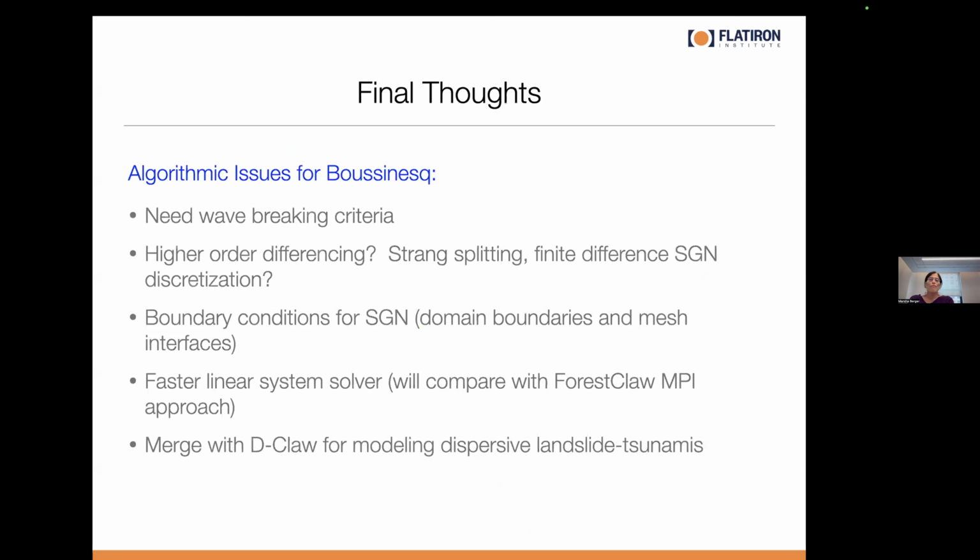Okay, final thoughts. We do have some algorithmic issues. As I said, we need a better wave breaking criterion than just the bathymetry offshore. I also would like the better boundary conditions I mentioned earlier with less reflection. I'm trying to investigate higher order differencing, which also might help with reflections, because as I said, we have second and third differences. So it'd be nice if the method itself is a little higher order. The boundary conditions for SGN, and a faster linear system solver would be nice.